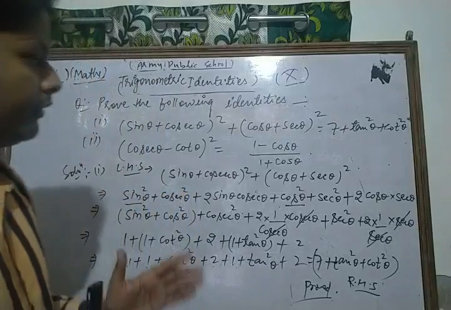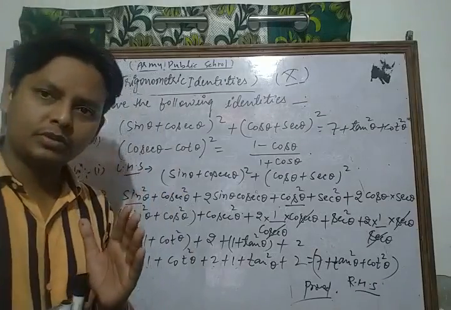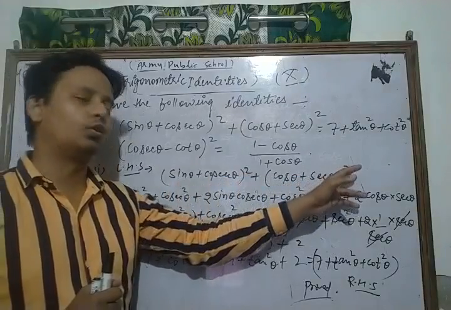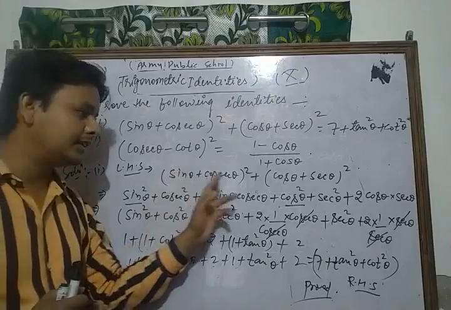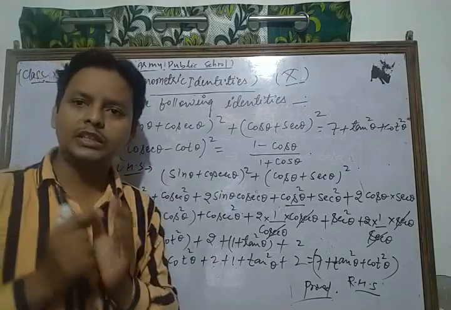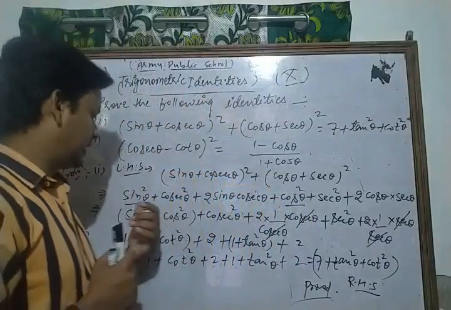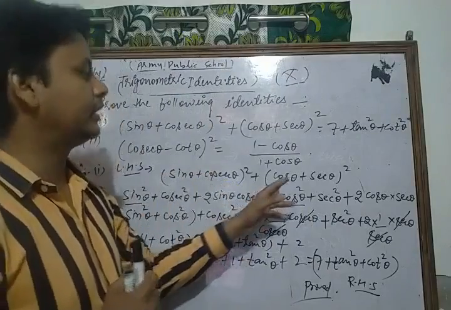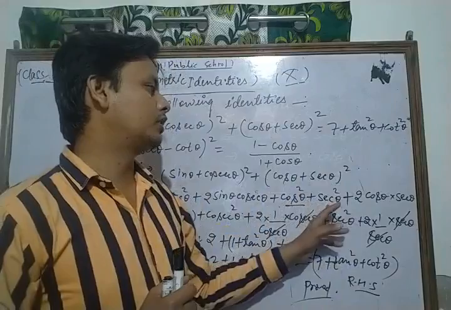Now similarly we solve the second part of this question. Let's see once more. Dear students, our question is in the form of (sin plus cosec) whole square plus (cos plus sec) whole square. First of all we expand this using the identity (a plus b) whole square, which means a square plus b square plus 2ab. Similarly, (cos theta plus sec theta) whole square means a square plus b square plus 2ab.